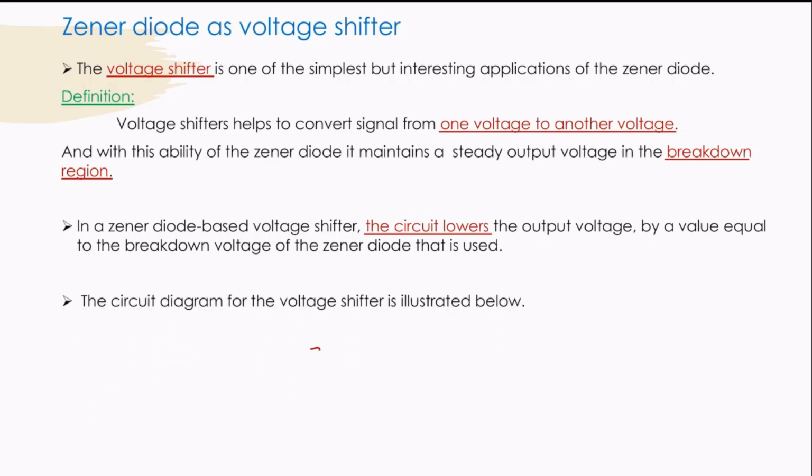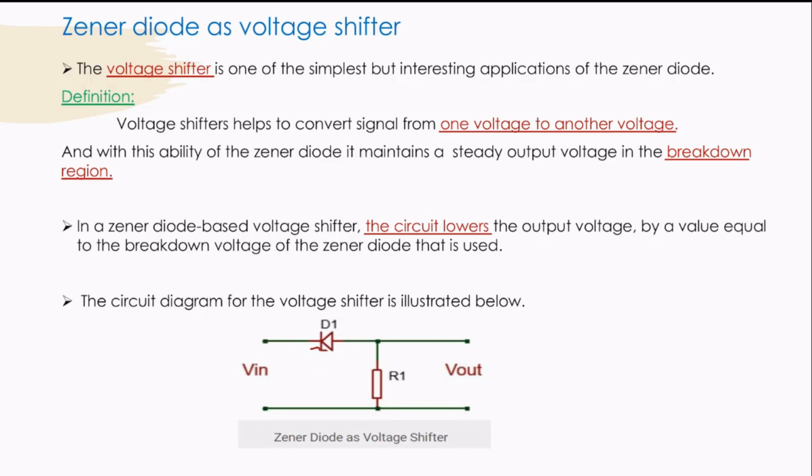Now let us see the circuit diagram for the voltage shifter. If you see here, this is the circuit diagram for the voltage shifter, in which this is the Zener diode and this is the input voltage and this is the output voltage and this is the resistor. Now depending upon the voltage across the diode and depending upon the input voltage, the output voltage gets shifted from one voltage to another voltage. So this is how the operation of the Zener diode takes place as a voltage shifter.